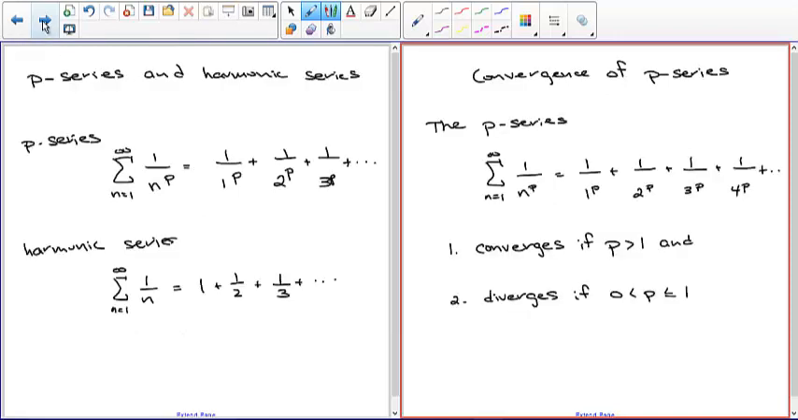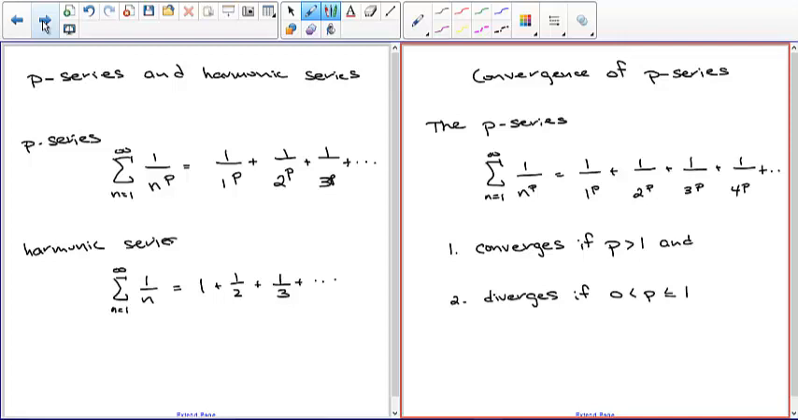So the rule here is the convergence for the P series. It converges if P is greater than 1, and it diverges if P is between 0 and 1. Well, not equal to 0, because then that wouldn't work out, but it has to be greater than 0 and less than 1, it diverges. So again, all you have to do in this case, if you look at your sheet for P series, it gives you the convergence criterion. That's all that is. You just have to identify whether something is a P series or not.